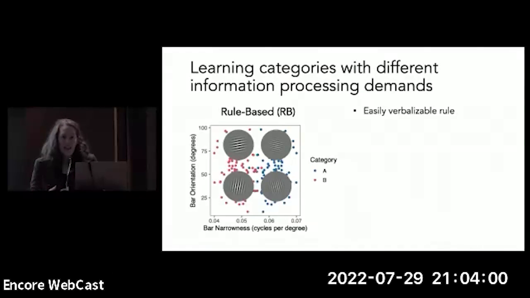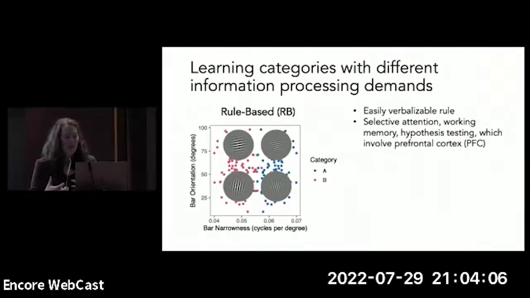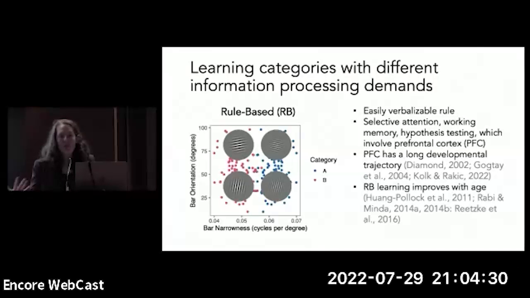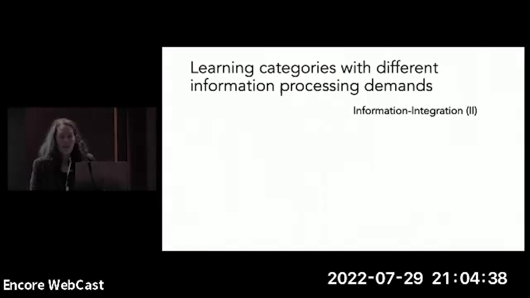Here, these rule-based categories have this sort of easily verbalizable rule. It involves selective attention and working memory as individuals use hypothesis testing to figure out what's going on in the categories. This also relies on some pretty explicit neural mechanisms, such as the prefrontal cortex. And we know that prefrontal cortex has a long developmental trajectory, continuing development throughout adolescence and even into early adulthood. So it follows that rule-based learning improves with age. Young children are worse at rule-based learning than adolescents, who are themselves worse at learning than adults. And then we can consider this other type of category, these information integration categories.